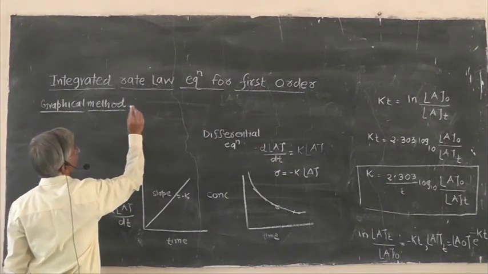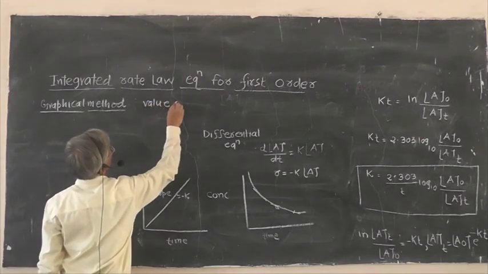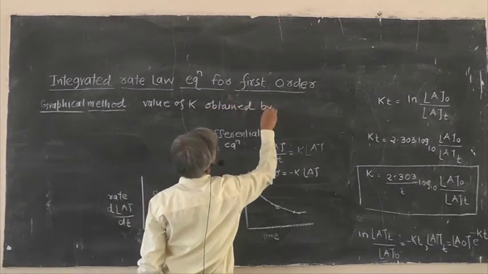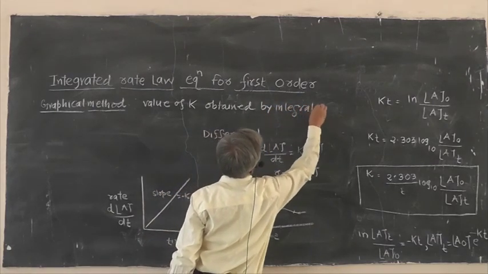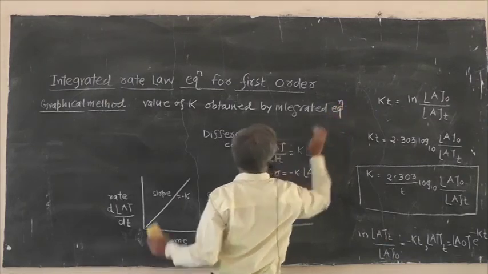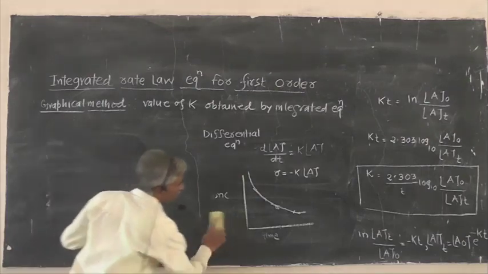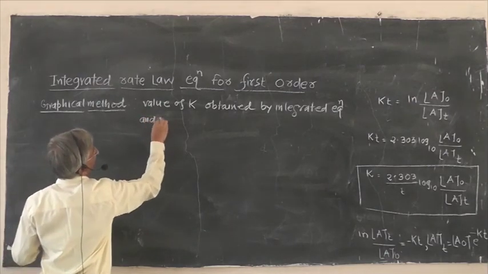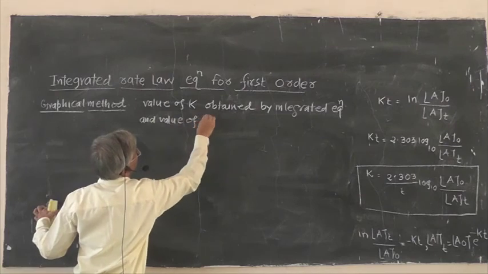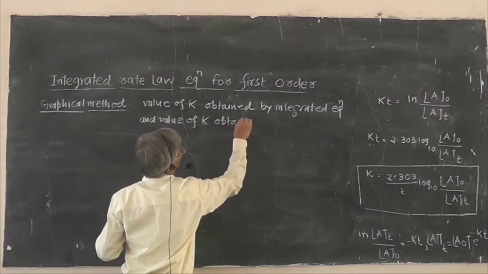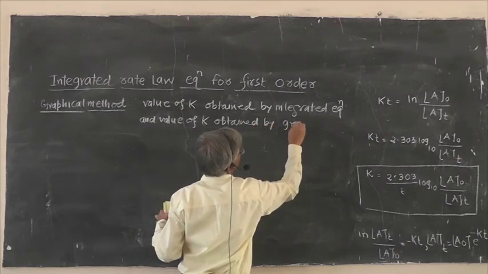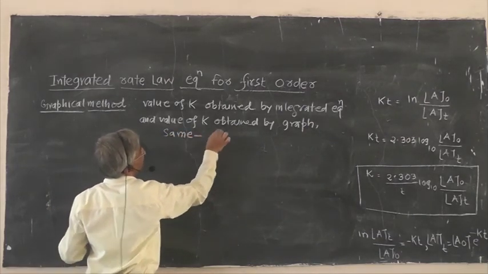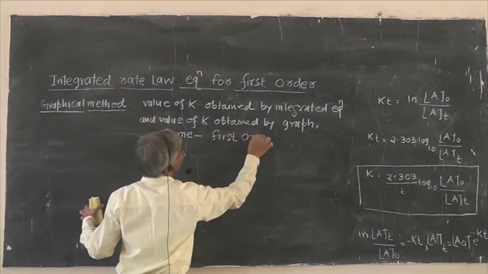Remember that for verification, the value of k obtained by the integrated equation and the value of k obtained by the graph, if they are the same, then the reaction is said to be a first order reaction.